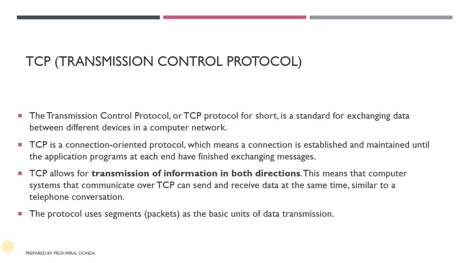So TCP is a connection oriented protocol, which means a connection is established and maintained until the application programs at each end have finished exchanging messages. In our previous lecture, we already learned what connection oriented means. In any connection oriented service, there must be one connection for communication, a connection must be created. So TCP is a connection oriented protocol.